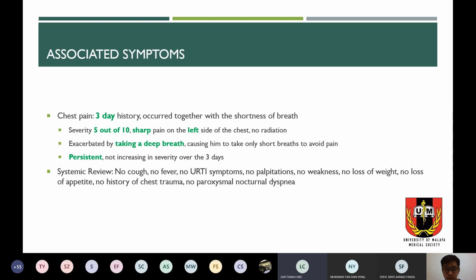URTI symptoms, upper respiratory tract infection symptoms. What are those actually? So rhinorrhea, sneezing. What else? Rhinorrhea, blocked nose. A bit breaking off, but a lot of people are saying sore throat. Sore throat? Yes, good.